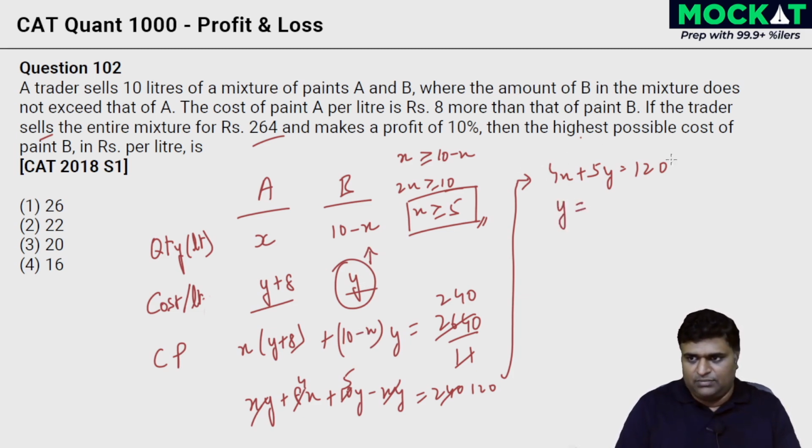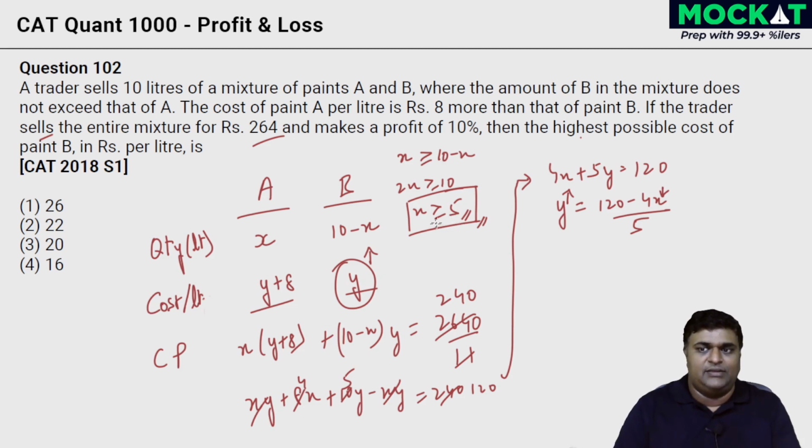So y equals, move 4x there, 120 minus 4x, bring the 5 down, divided by 5. Now, if I have to maximize y, find the highest possible value of y, we have constants here, but one variable. That variable is being subtracted. To maximize this value, I have to subtract the smallest possible value. Only then this gets maximum. To subtract the smallest possible value, I have to find the smallest value x can take. And x over here is greater than or equal to 5. It can't go below 5. So the smallest value x can take is 5.